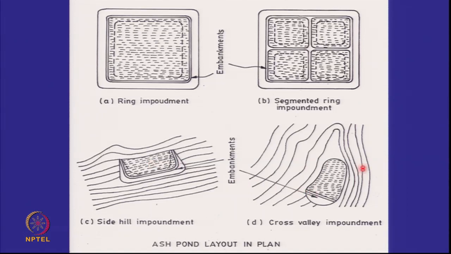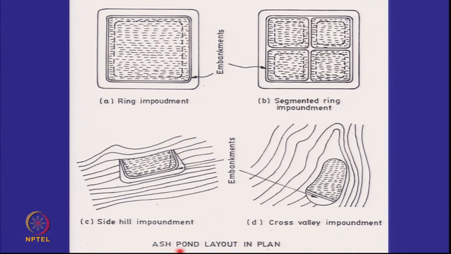And if you have a valley in a hilly area, then you can have a cross valley impoundment. And here, there's only embankment on this side. The three sides are having hills or higher elevation ground all around them. So these are the kind of layouts that you can have.